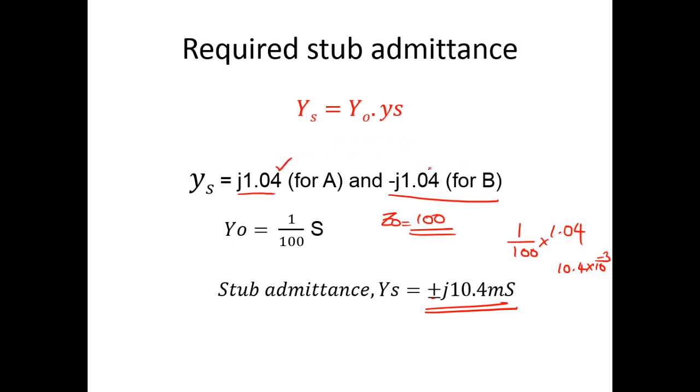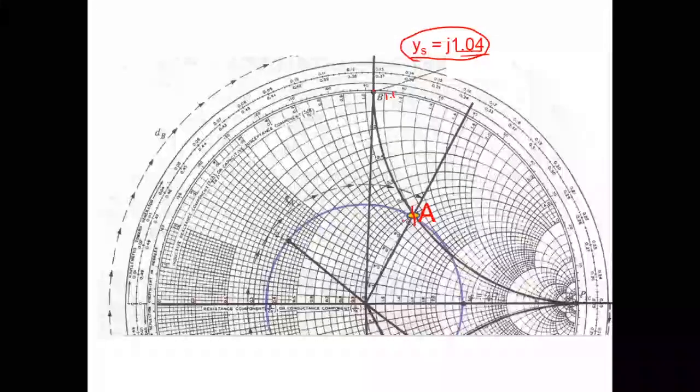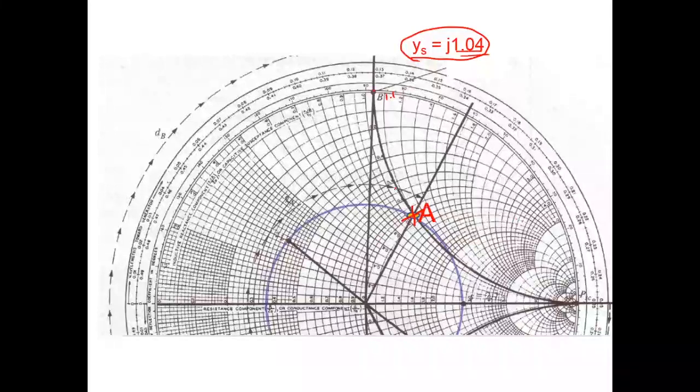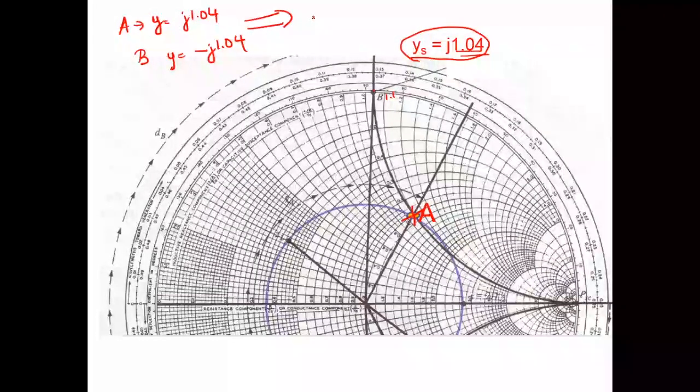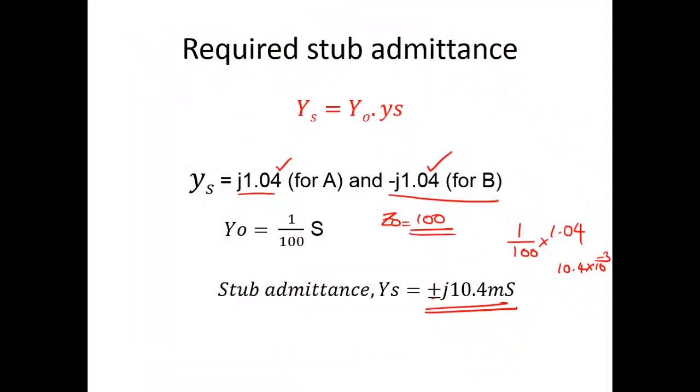From where did you get these two values? From the last graph. Here you can see you have identified the 2 points where the S circle and the G equals 1 circle meet. Those points are A and B. Corresponding to points A and B, at point A the Y value was j 1.04, and at point B the admittance value was minus j 1.04. So to get the stub admittance, you take this value and multiply with 1 by Z0. Okay, this is how you got the stub admittance. So the first value is calculated.